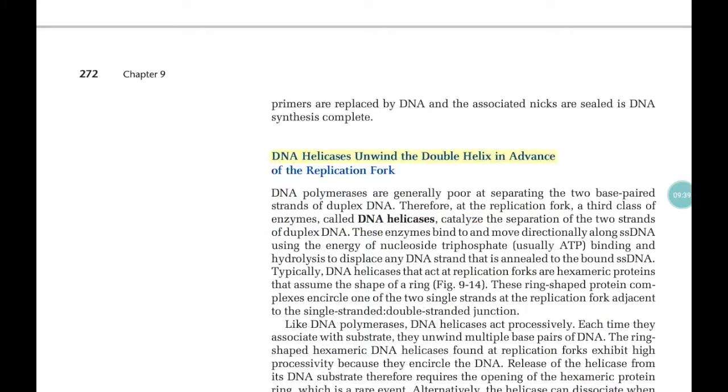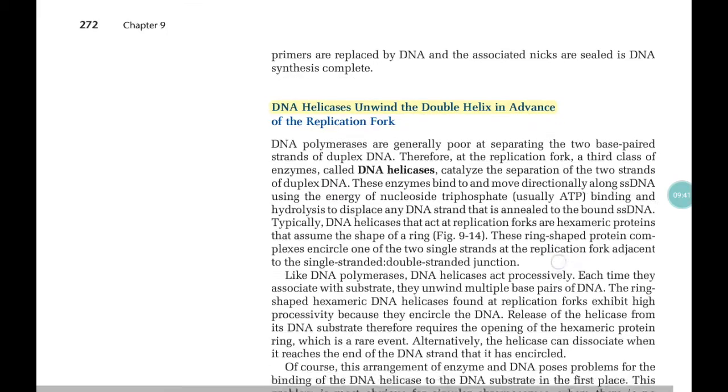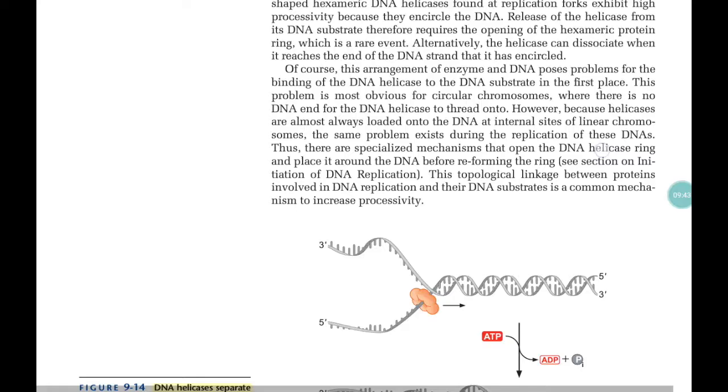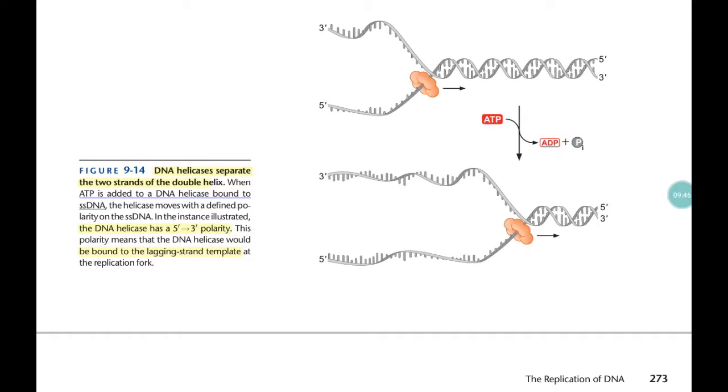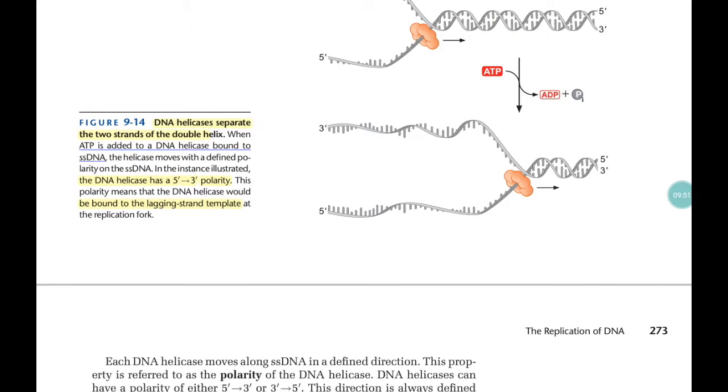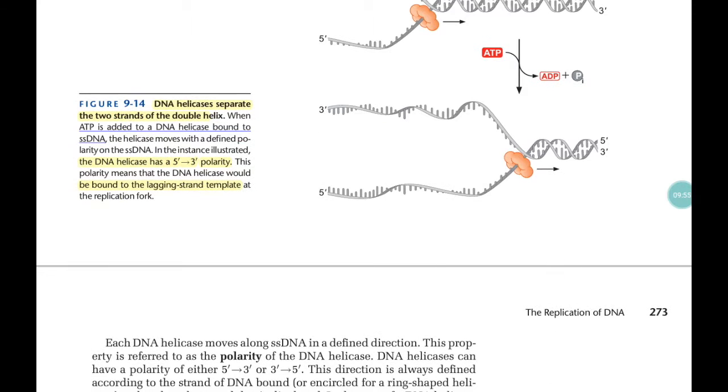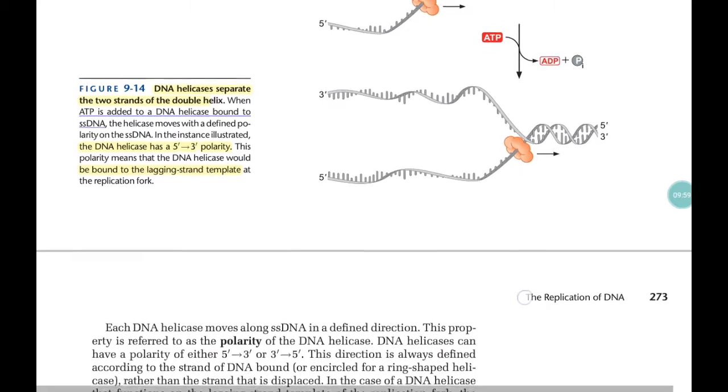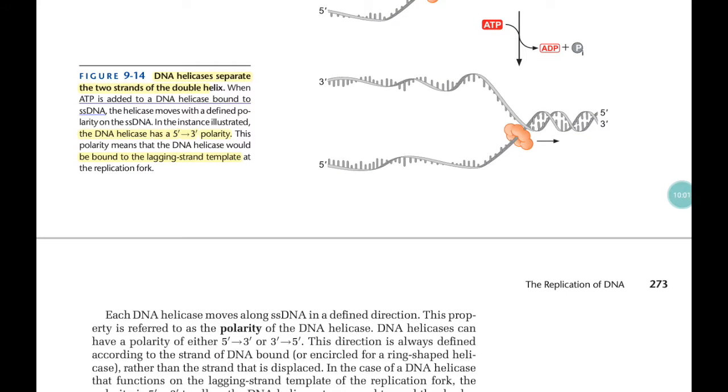DNA helicase unwinds the double helix in advance. DNA helicase separates the two strands of the double helix. ATP is added to the DNA helicase bound with a single-stranded DNA. The DNA helicase has 5' to 3' polarity. It is bound to the lagging strand template. Helicase is bound to the lagging strand, not the leading strand.